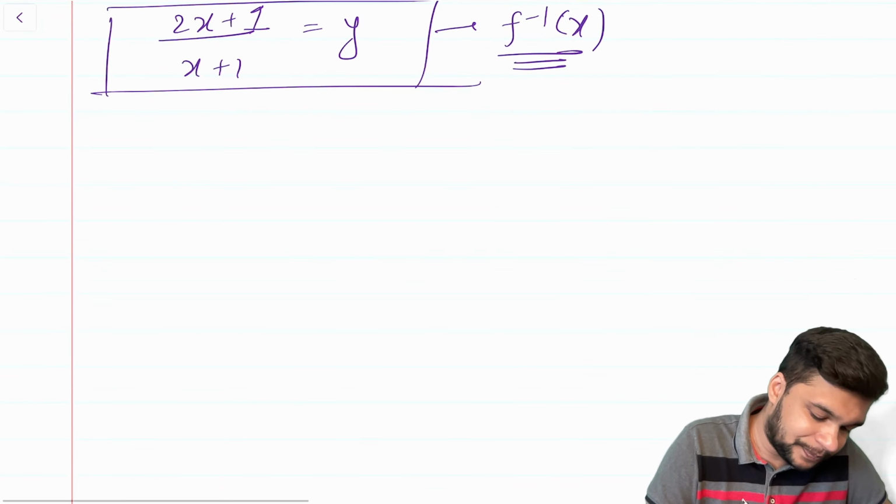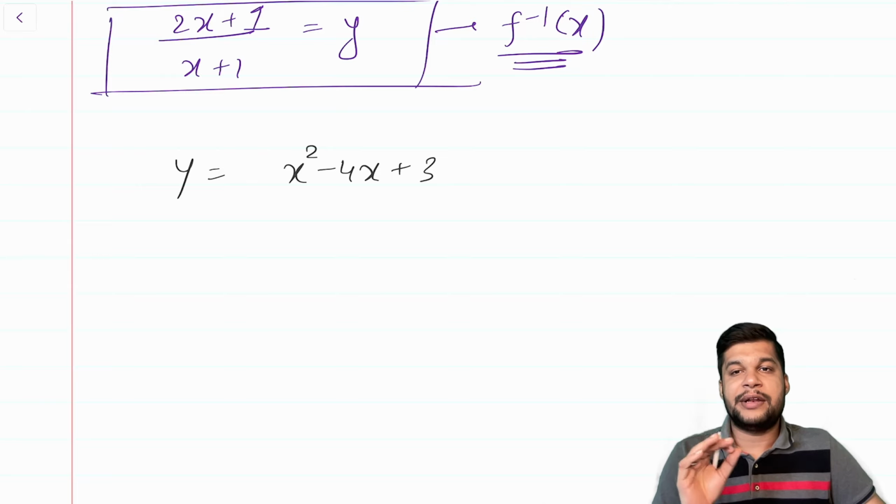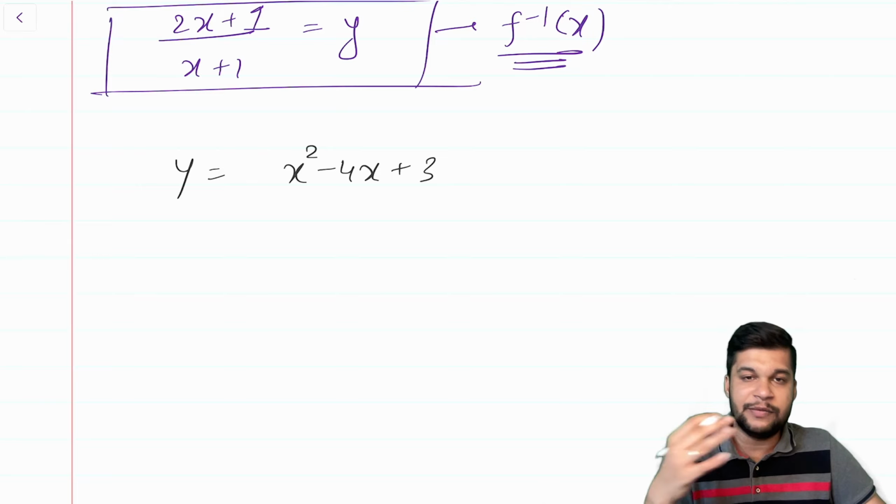Now one more question. This is a very classic question. A lot of people mess up here. Okay. So let's say you have y equal to x square minus 4x plus 3. And the question is to find the inverse of this function. So how do you find it? Step number 1, swap x and y. So x equal to y square minus 4 times y plus 3.